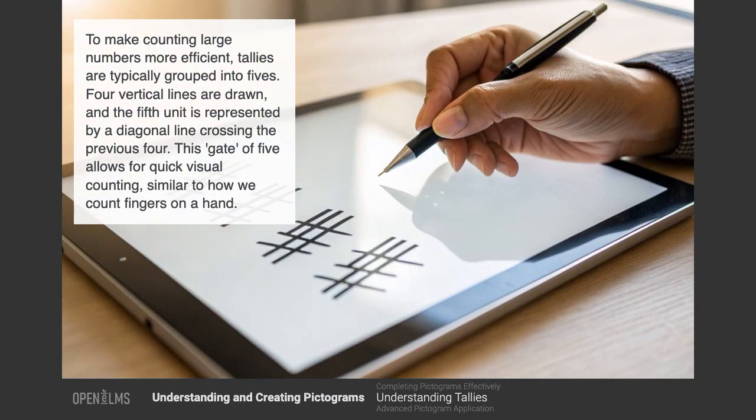To make counting large numbers more efficient, tallies are typically grouped into 5s. 4 vertical lines are drawn, and the 5th unit is represented by a diagonal line crossing the previous 4. This gate of 5 allows for quick visual counting, similar to how we count fingers on a hand.